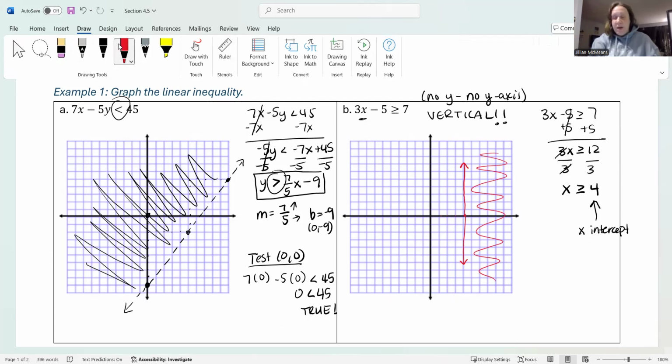Make sure you practice graphing linear inequalities in two variables, because it's going to be a huge part when we start talking about systems of linear equations or linear inequalities in two variables.